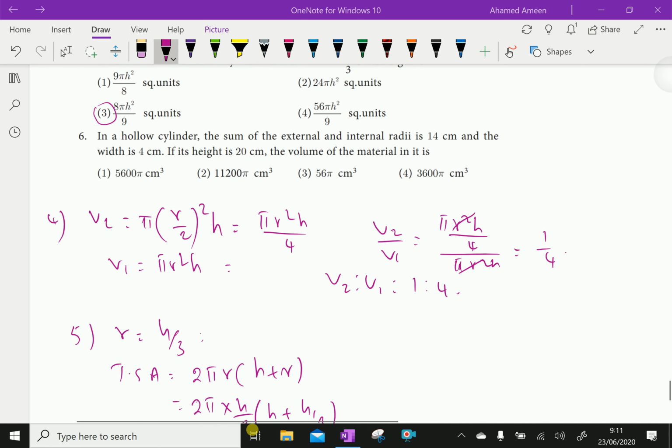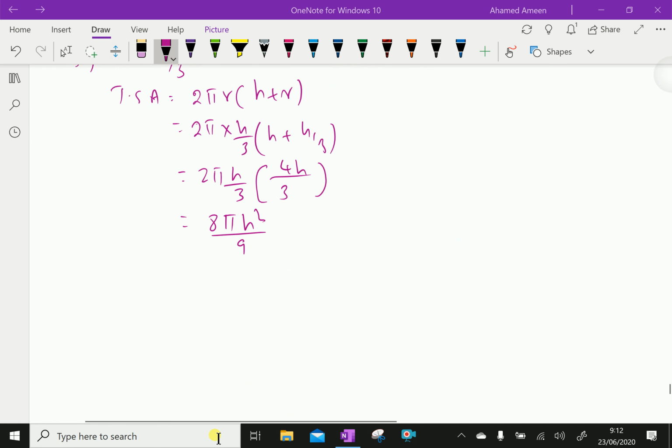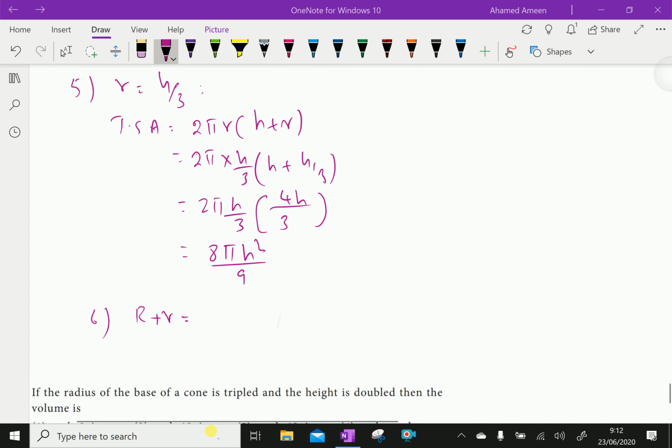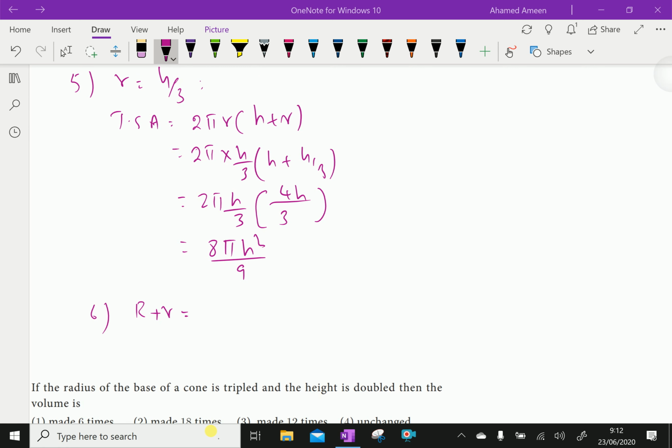Question number 6. In a hollow cylinder, the sum of the external and internal radii is 14 centimeter and the width is 4 centimeter. If its height is 20 centimeter, find the volume of the material used. The sum of the external and internal radii, R plus r, question number 6, R plus r is 14.